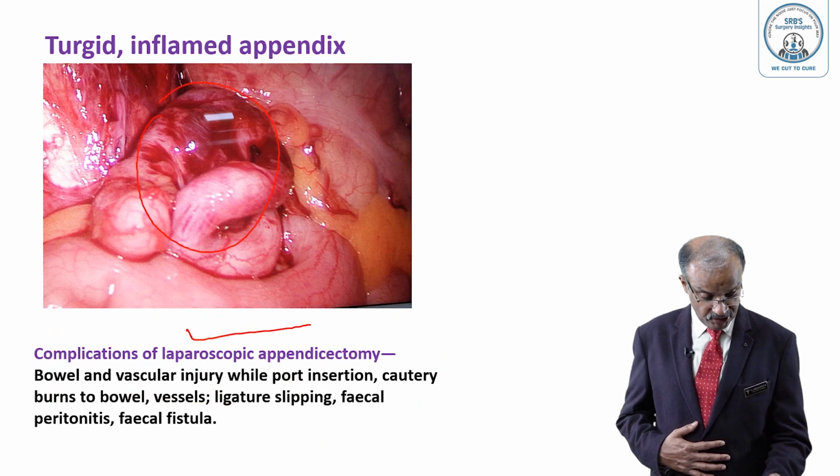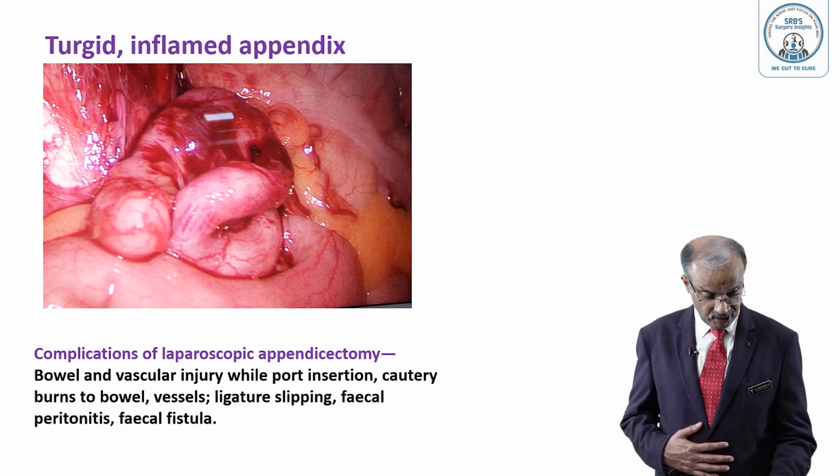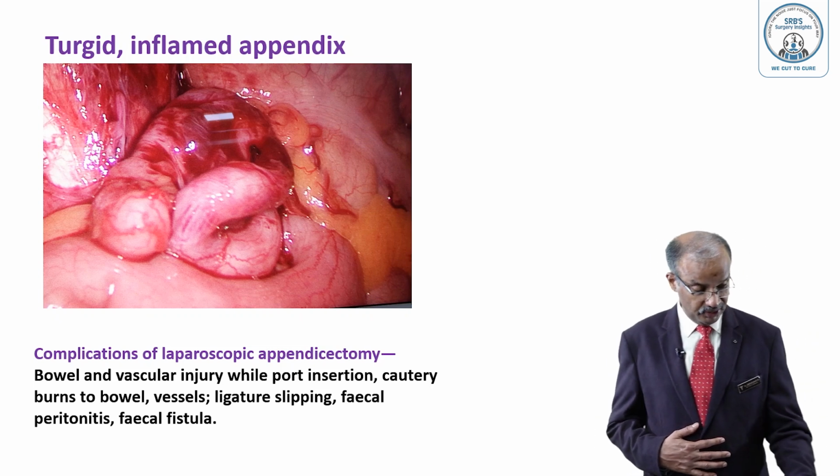Because the turgid appendix is tortuous, turgid, inflamed, with redness, and this is the cecum. So that is very typical here. This is the typical look of laparoscopic appendicitis: turgid appendix, inflamed appendix in appendicitis.